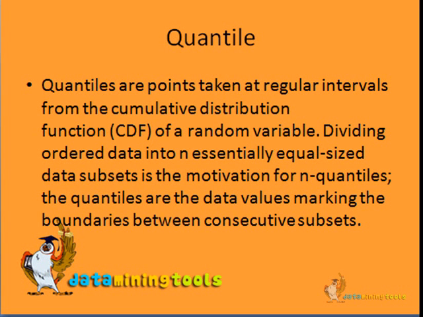Now, what are quantiles? Quantiles are points taken at regular intervals from the cumulative distribution function of a random variable. Dividing ordered data into n essentially equally sized data subsets is the motivation for n quantiles. The quantiles are the data values marking the boundaries between consecutive subsets.